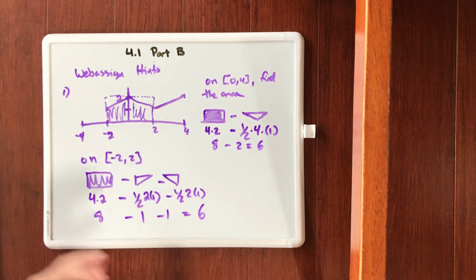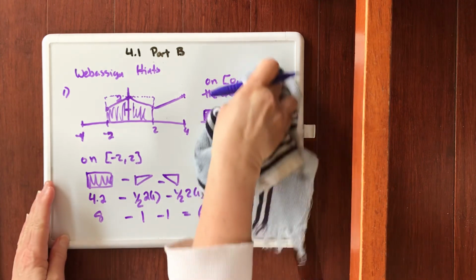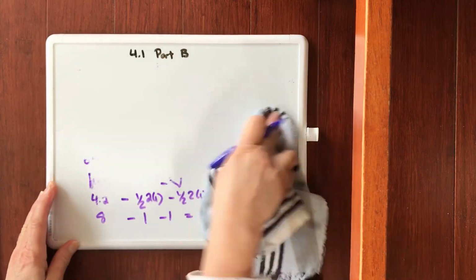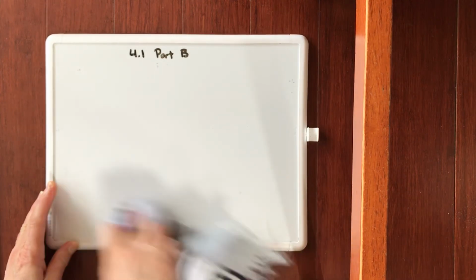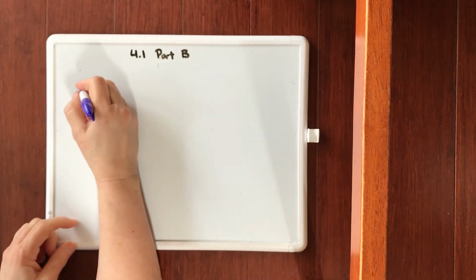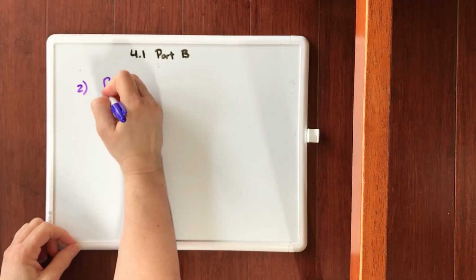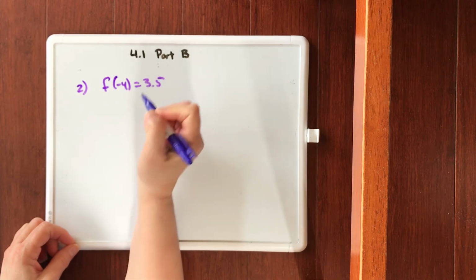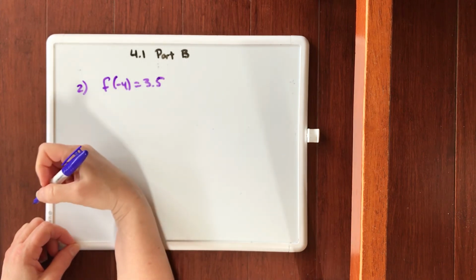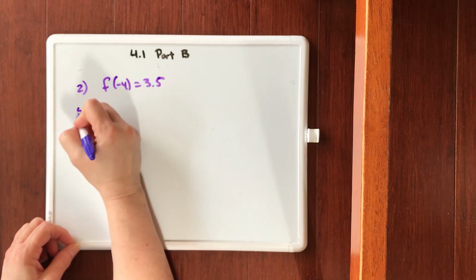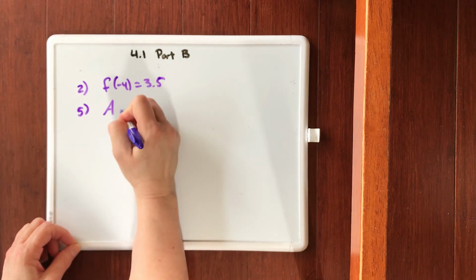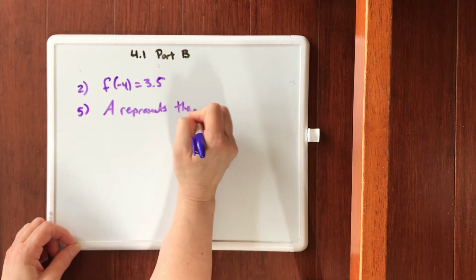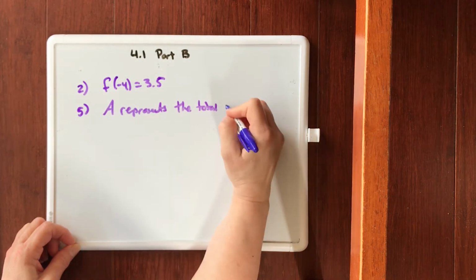A couple more hints to get you started on the homework. Just so you know, when you're looking at the problem, f of -4 equals 3.5. That'll help. You'll know what that means when you get there. And for 5, the area represents the total variable cost.